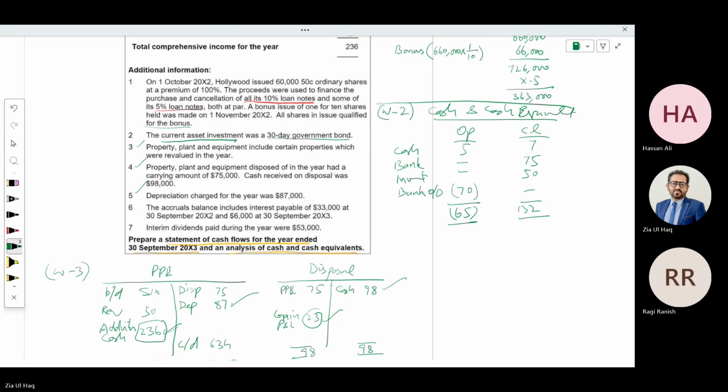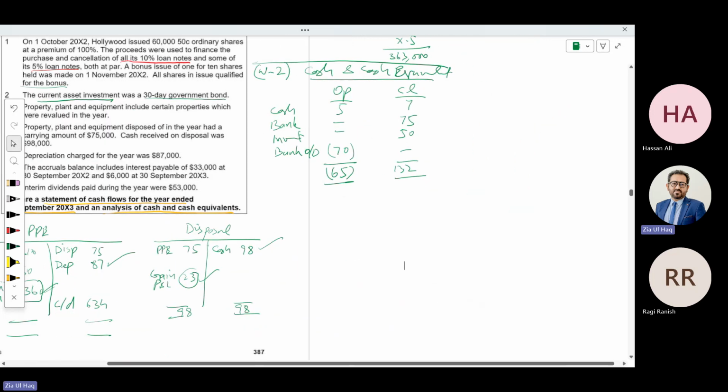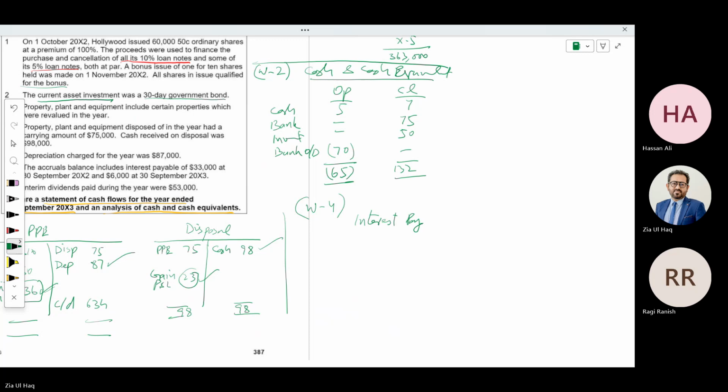This means from this we can open working 4. Through this we have information about interest payable. Is that liability, income, expense? Liability. So opening balance is always on the credit side, closing balance on the debit side. Opening balance is 33, closing balance is 6.